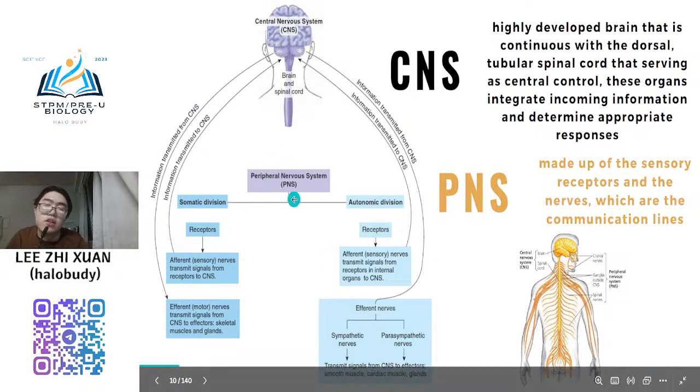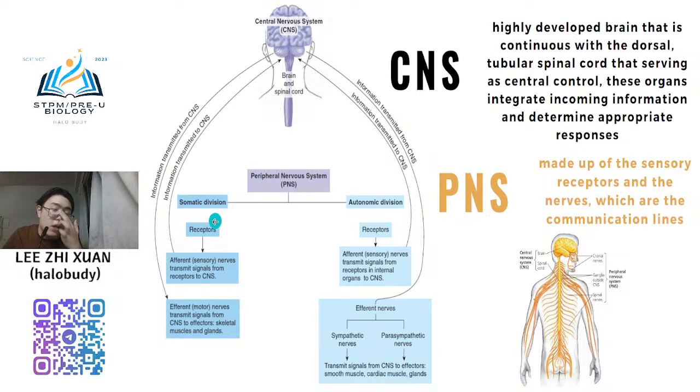Normally the peripheral nervous system contains two types of nervous system, which are the somatic division and also the autonomic division. Normally the somatic division is for the external organs, but the autonomic division is normally for the internal organs. Okay.